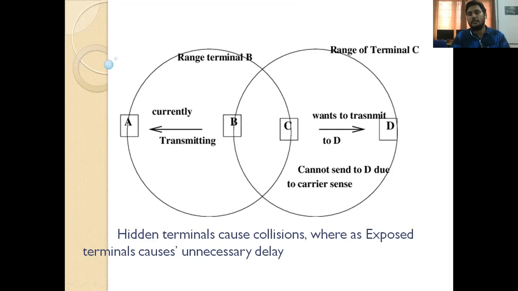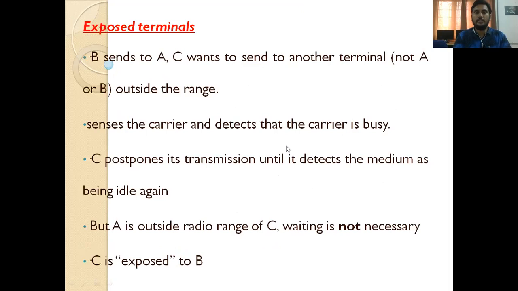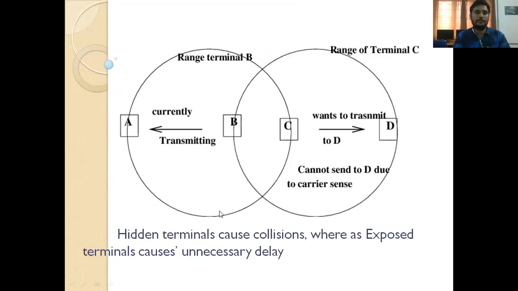So the hidden terminal causes collisions and the exposed terminal causes unnecessary delay. Why does the unnecessary delay happen here? C doesn't want to transmit data to A. A is not in the range of C, but C waits until the medium is idle. That is the problem that occurs with exposed terminals.